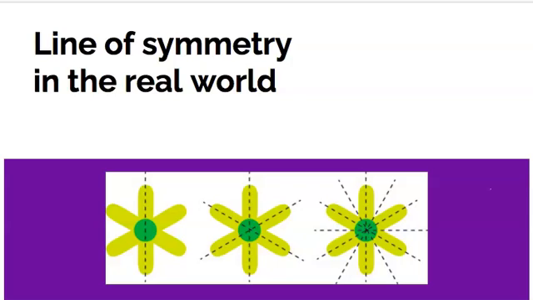Today, we're going to continue to investigate finding the line of symmetry. Remember, it's an imaginary line where you could fold the image in half and both halves match exactly. Let's take a look at this example. Here, the line of symmetry is vertical and both halves match exactly.